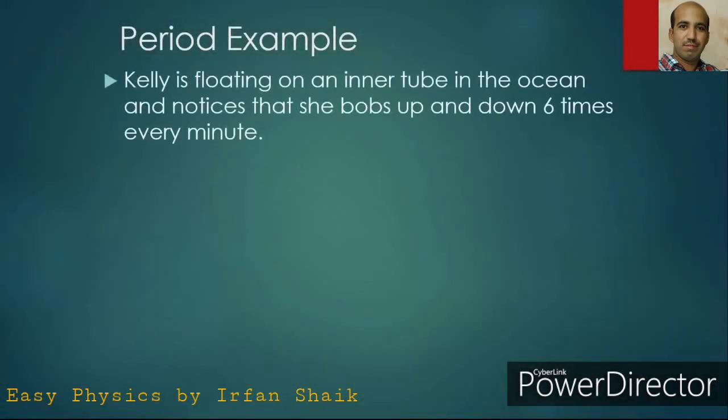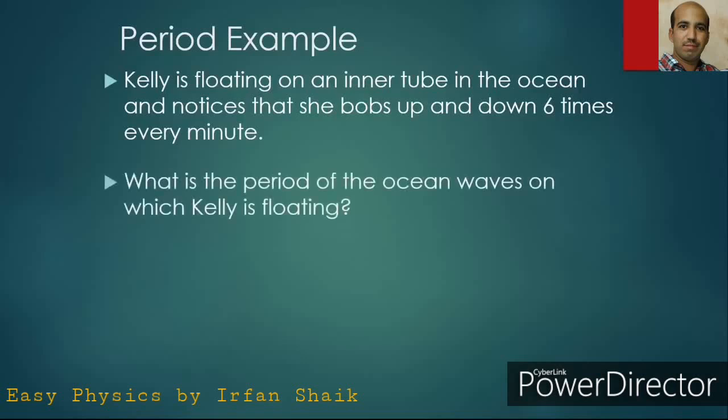Let's take an example problem. Kelly is floating on an inner tube in the ocean and notices that she bobs up and down 6 times every minute. Now we need to find out the period of the ocean waves on which Kelly is floating. So the period is equal to time divided by number of wavelengths. Here the time is given as 1 minute, that is 60 seconds. So the time period is equal to 60 seconds by 6. So the period is equal to 10 seconds.